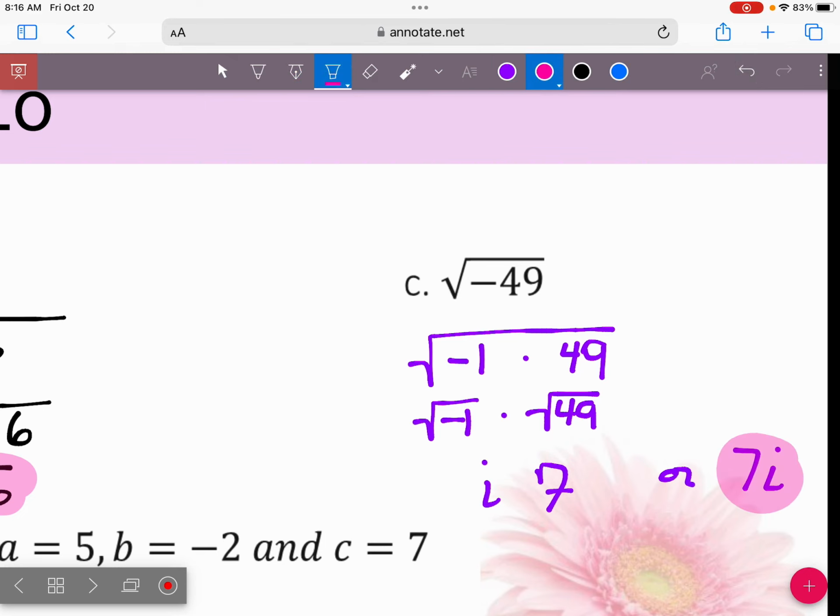And so this is our answer. So we are going to have these come up next week again. So remembering how to do radicals is going to be one of those things.